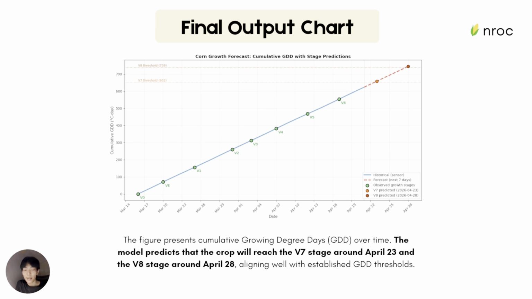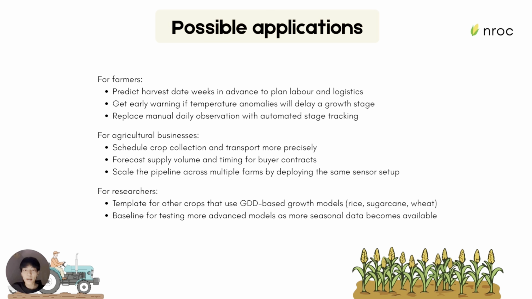For possible application for farmers, they can predict harvest date weeks in advance to plan labor and logistics. Get early warning if temperature anomalies will delay a growth stage. Replace manual daily observation with automated stage tracking. And for agricultural businesses, they can schedule crop collection and transport more precisely, forecast supply volume and timing for buyer contracts. This can also be used for option pricing as well.